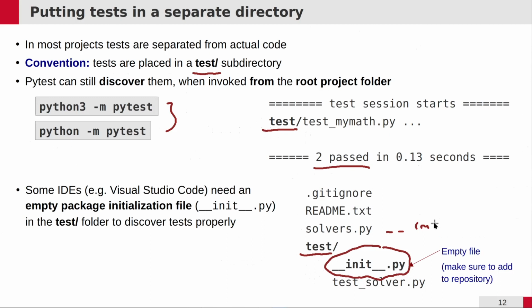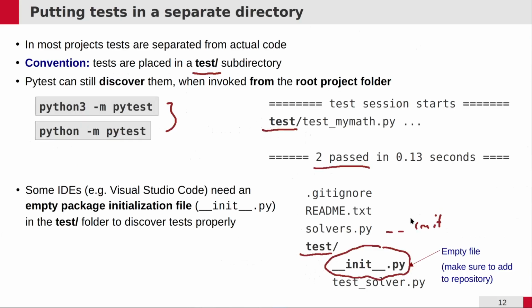So you have twice underscore, then init, then .py. This is not a single underscore but 2 underscores. That's important to note. And this must be just an empty file in this test folder. That's it. If you do that, then Visual Studio Code will also be able to locate the tests, and if you run all tests, it will be able to import the appropriate modules and run them.